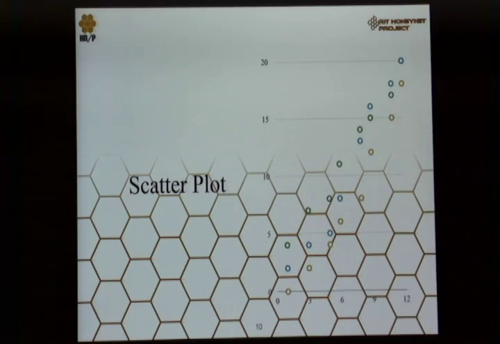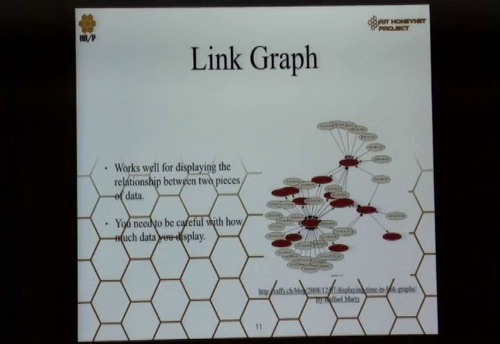Now we get into more interesting stuff. We've got link graphs. These work really well for showing relationships between two nodes. Though if you get a lot of data, it becomes a mess and you can't see anything. And this is where filtering your data down, either to a subset or getting rid of noise, comes in handy.